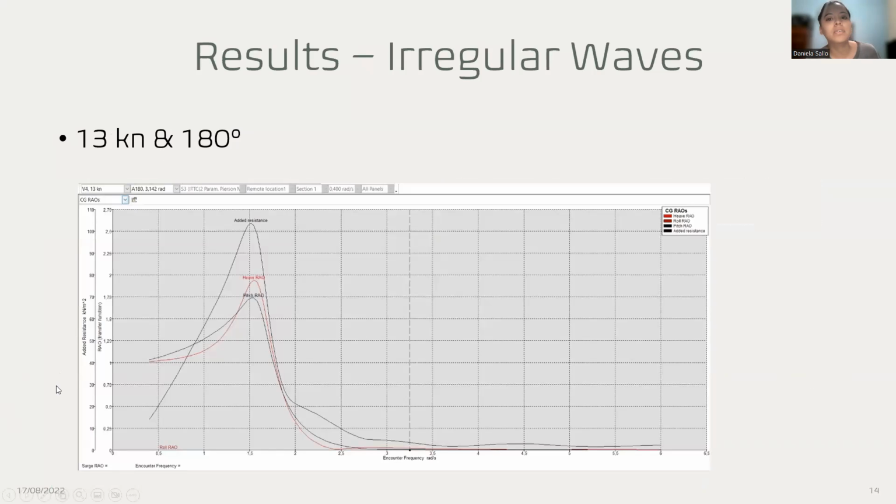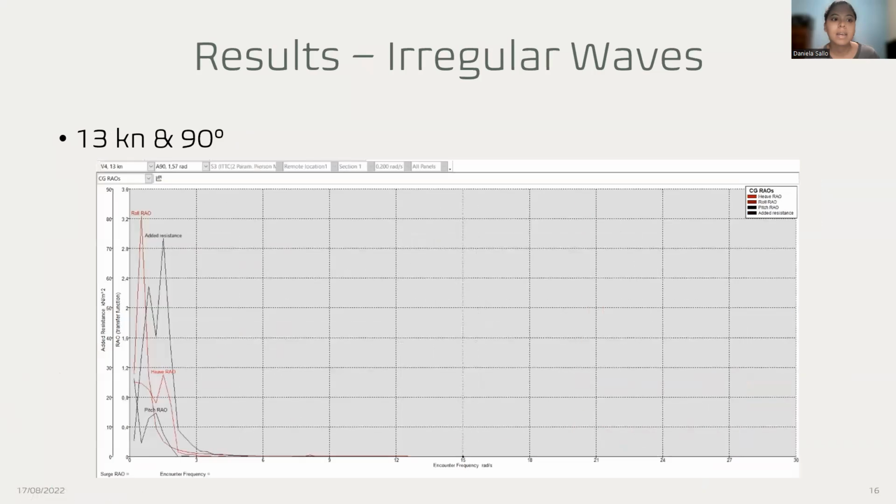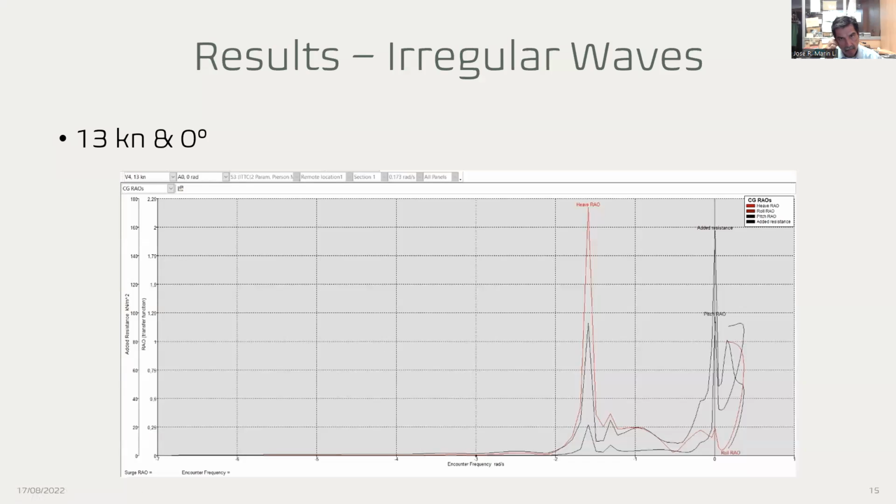Okay, so these are the results that we obtain in the irregular waves. Obviously, we work with different velocities and with different angles, but we are going to show only for 180, for 0 degrees, and for 90 degrees. And for the 0 degrees, we realize something: we obtain an encounter frequency that is negative. So this is interesting for us because we can know that the waves come from the aft.